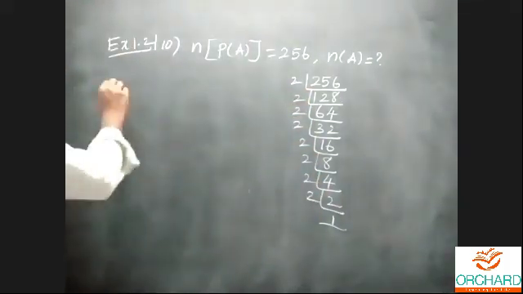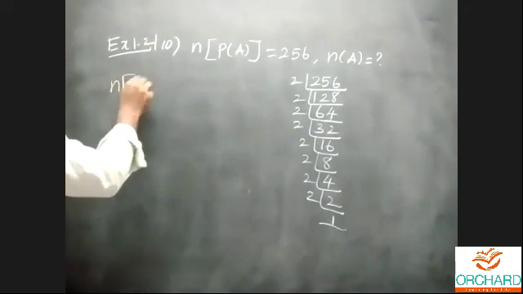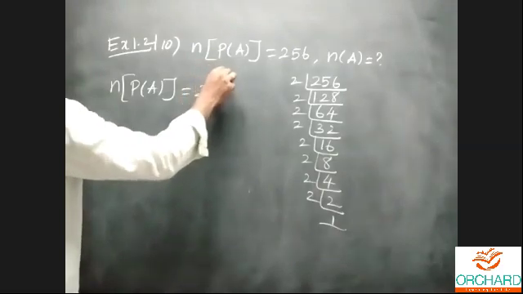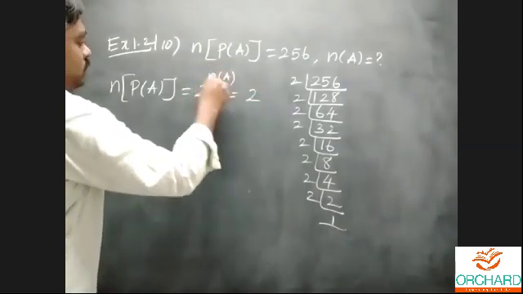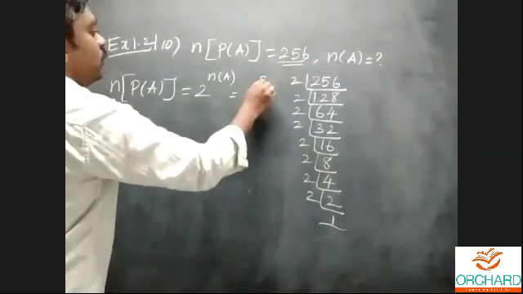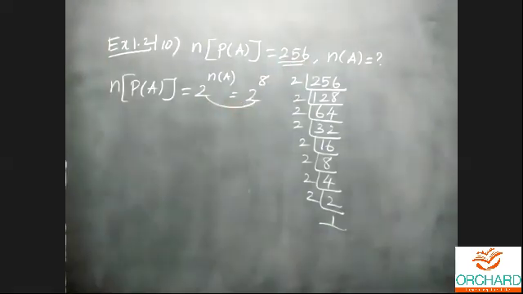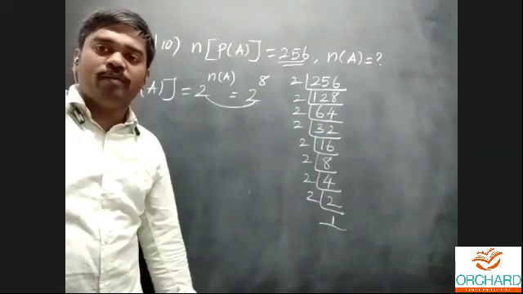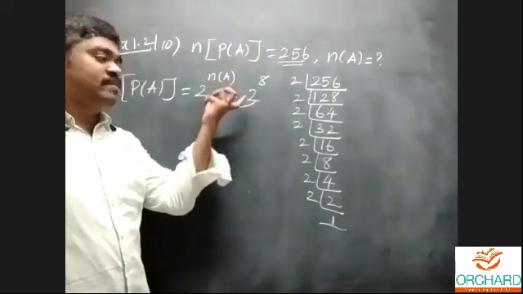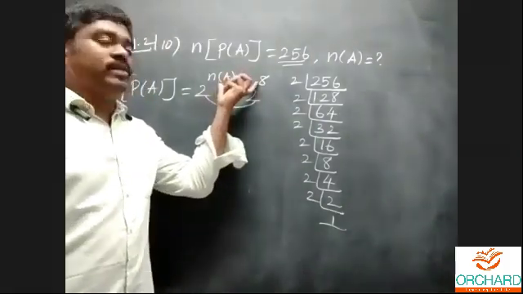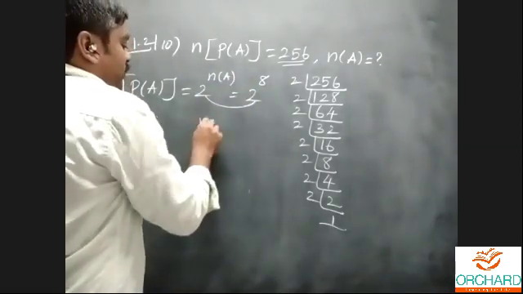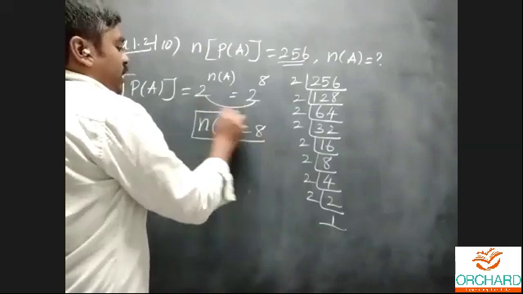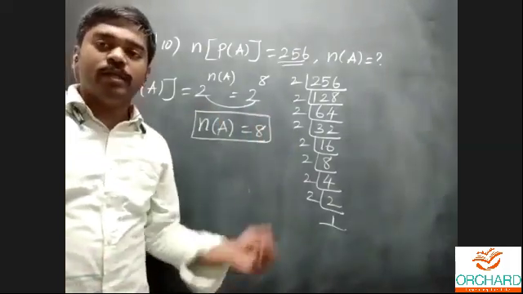That is the n of P of A formula. n of P of A is equal to 2 power n of A. Here 256 equals 2 power 8. The bases are equal, so we can apply the powers and exponents idea. Bases are equal, so powers are also equal. Then n of A is equal to 8. How many elements are in set A? There are 8 elements in set A.